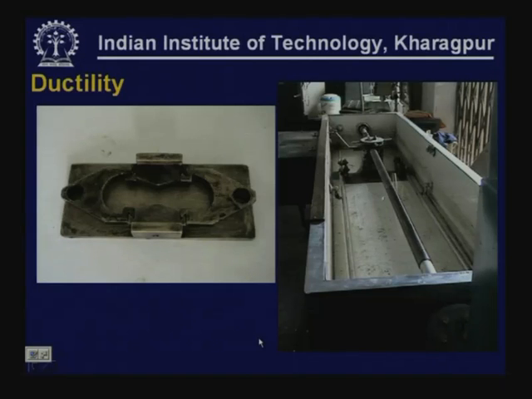This is a typical ductility apparatus that we have. On the left hand side we have the briquette. You can see it is in a dumbbell shape and has a minimum cross section at the center. On the right hand side we have an arrangement which can be used to pull or elongate the bitumen briquette.